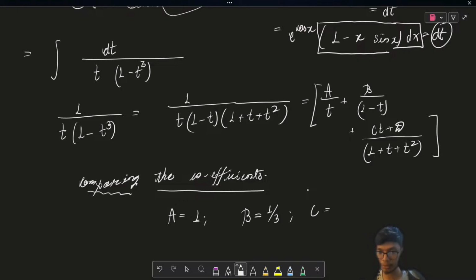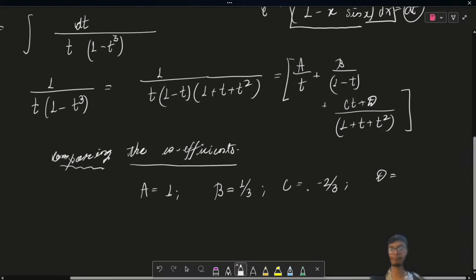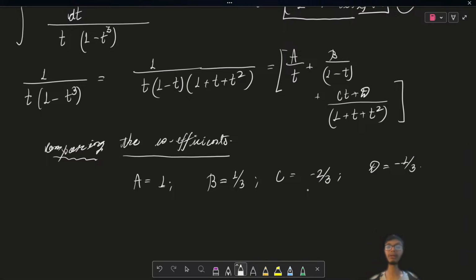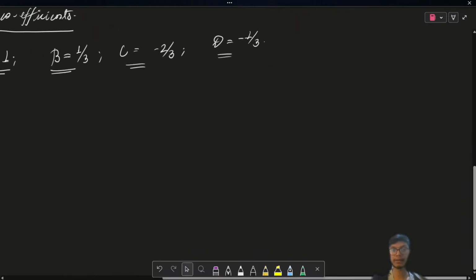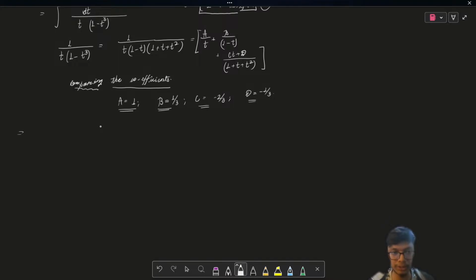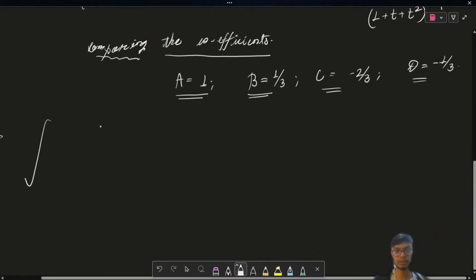And similarly, C is going to be minus 2 upon 3, and your D is going to be minus 1 by 3. So minus 1 by 3 is the value of D. Therefore I got all the coefficients, and my question is much simpler now, in that I can represent the given integral in terms of simpler integrals.